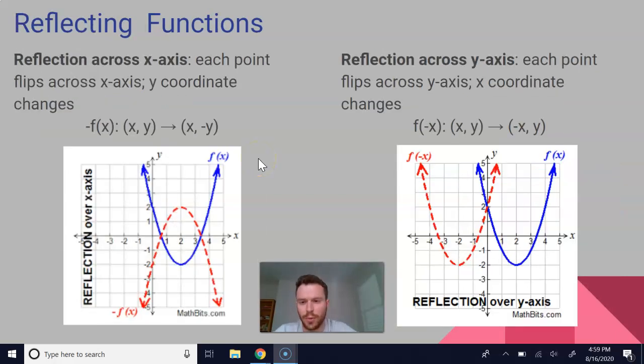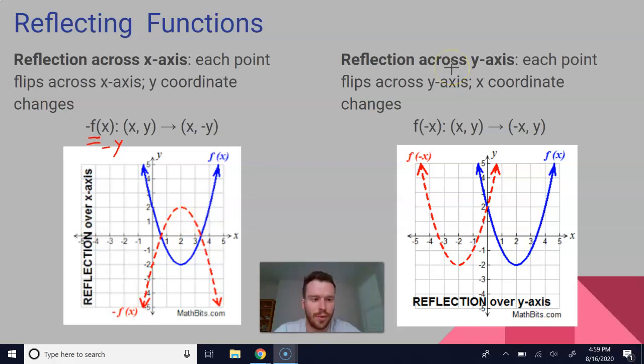So reflections will work just like we learned in geometry. The only thing different is this function notation here. So we have negative f of x. That really means negative y, because we said f of x is y. So negative f of x is negative y. Remember, in geometry, we said when you reflect over the x-axis, you make the y values opposite. So that's what's happening here.